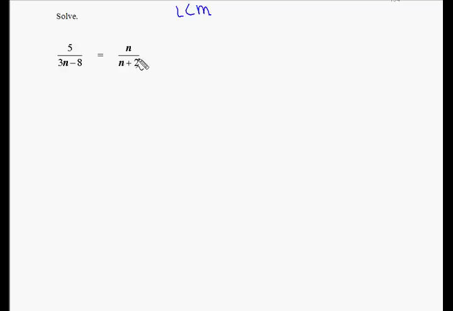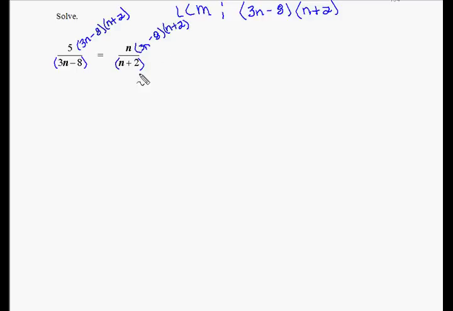Remember, M is multiples. And since n plus 2 doesn't factor, and 3n minus 8 doesn't factor, those are our multiples. Common, well, there's nothing common in these denominators, so we're going to use all the leftovers as part of our LCM: 3n minus 8 and our n plus 2. So that's our LCM. What we do with the LCM is we multiply it to each term in the problem. And then we go and reduce to clear the denominators out of all of the equation.